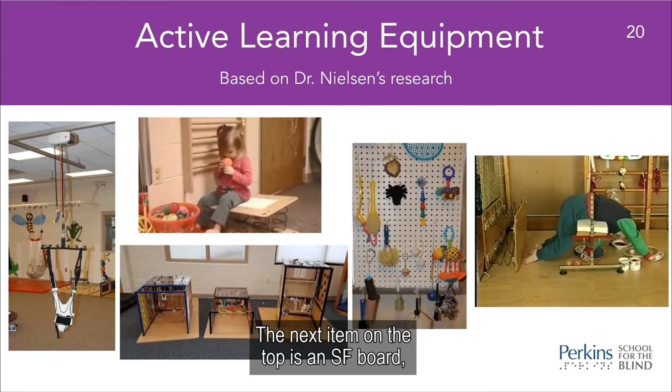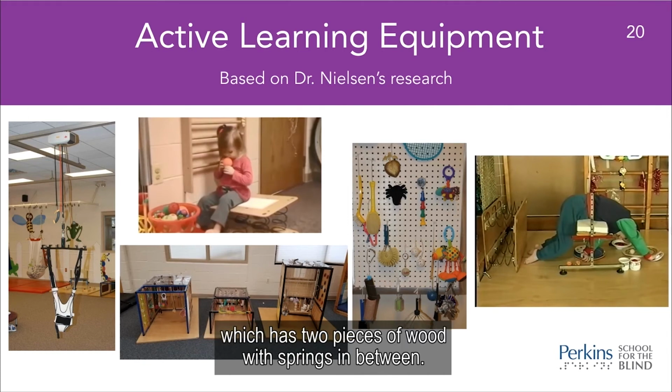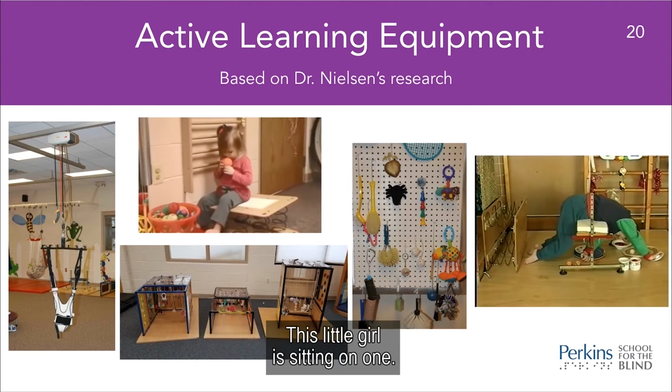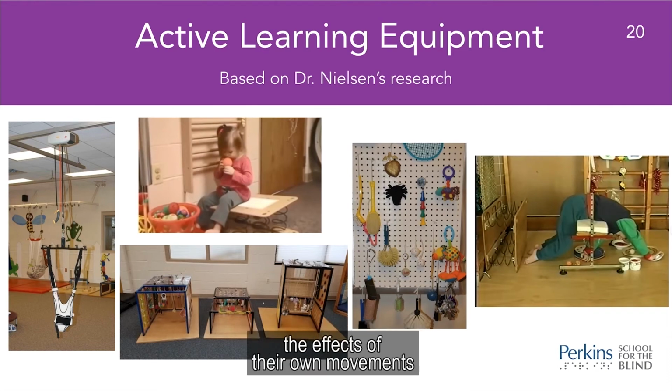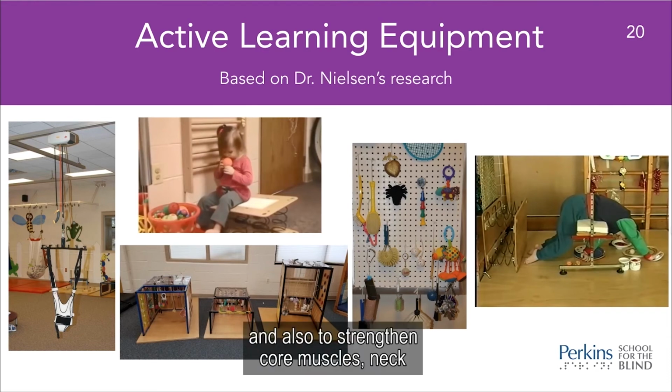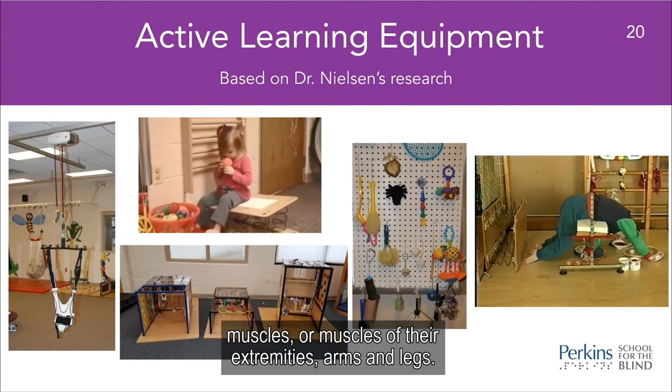The next item on the top is an SF board, which has two pieces of wood with springs in between. This little girl is sitting on one. It can be used to allow children to experience the effects of their own movements and also to strengthen core muscles, neck muscles, or muscles of their extremities, arms and legs.